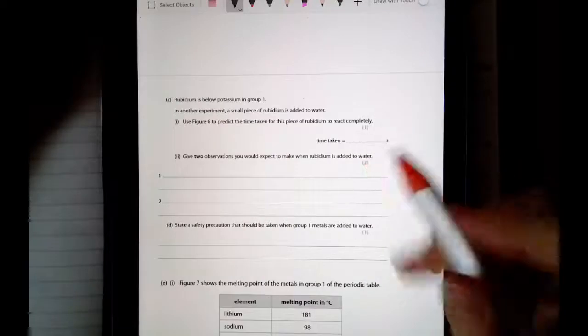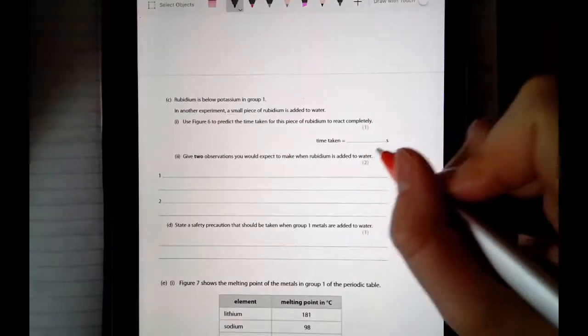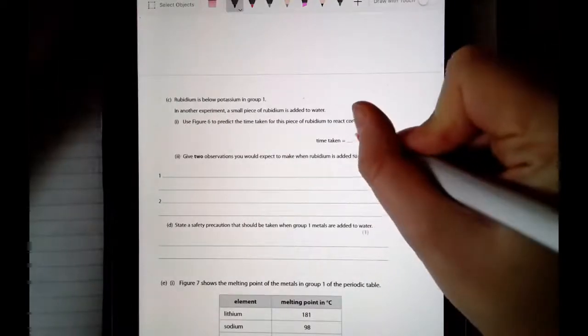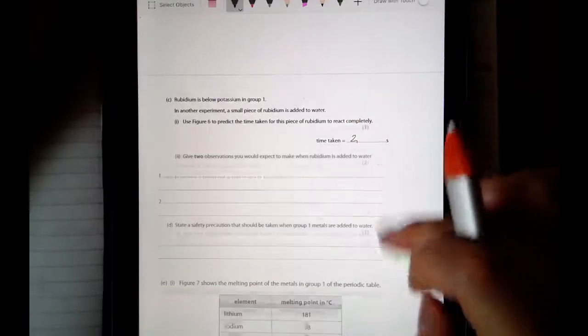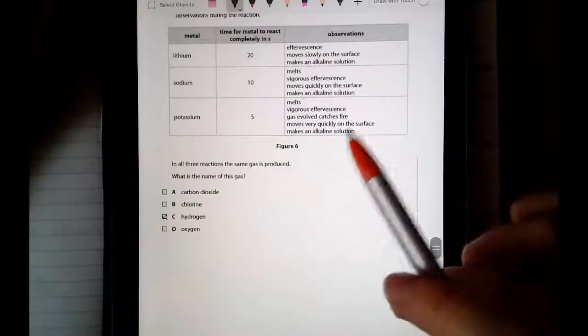So when you're asked to predict the time, as long as the number you're writing is less than 5 but more than 0, you're going to be fine. So I'm just going to write 2, but you could write 1, 2, 3 or 4 because that would make it faster than potassium, which is expected because rubidium is more reactive.